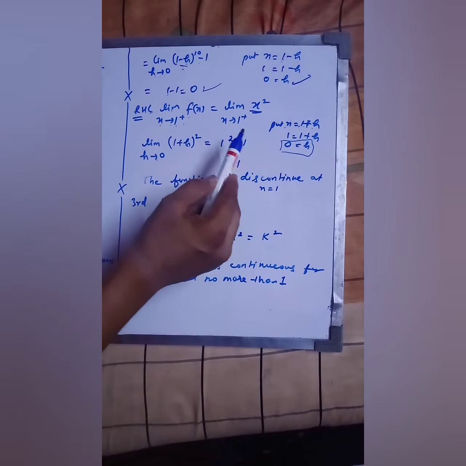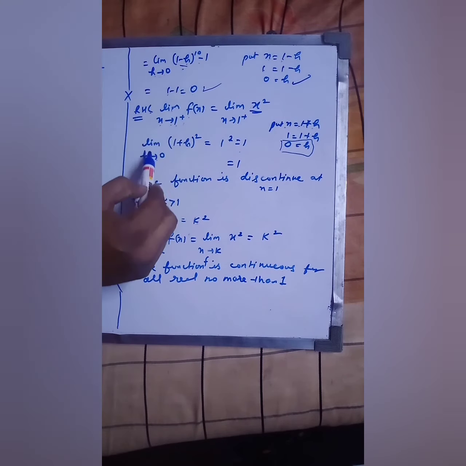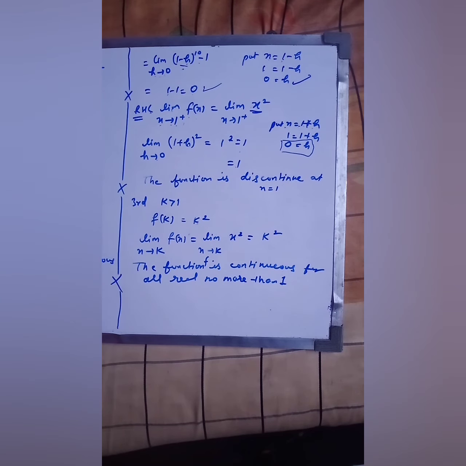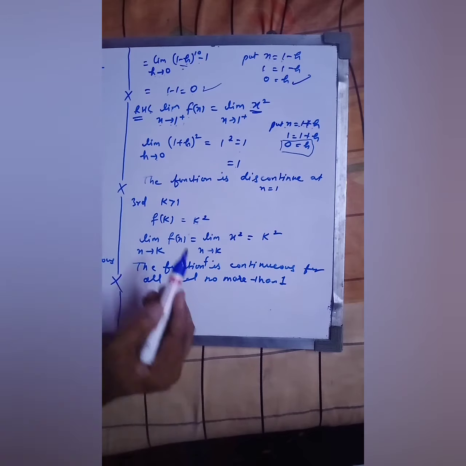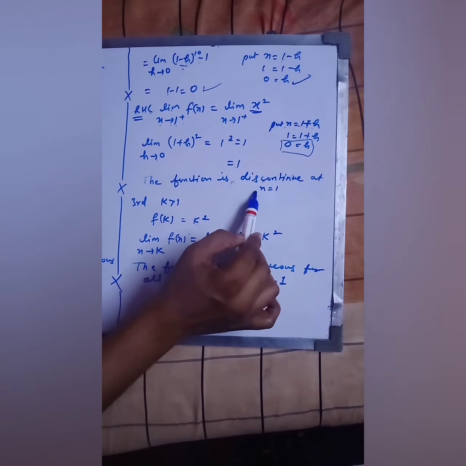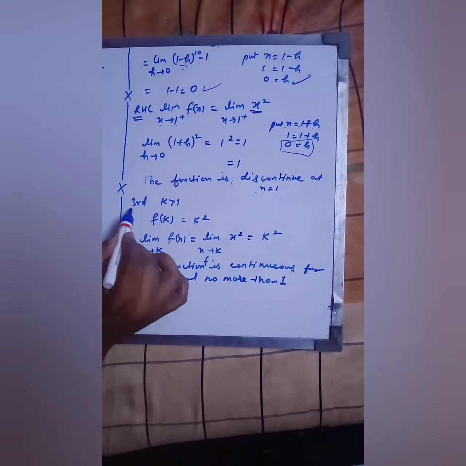So here you can see that your left hand limit was 0, your right hand limit is 1, and at 1 the value was also 0, so they are not equal. All the three conditions are not equal, therefore the function is discontinuous at x equals 1. Got it? Now this is your third case.